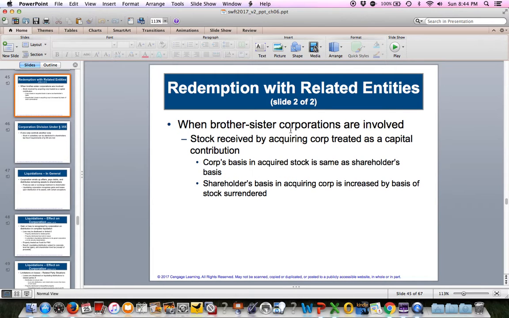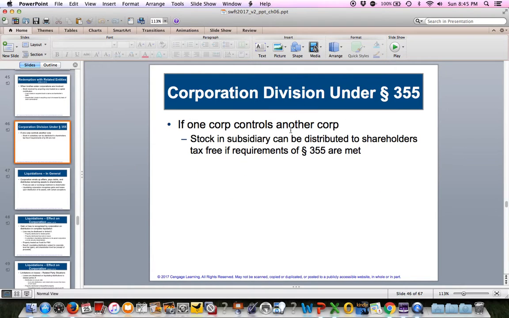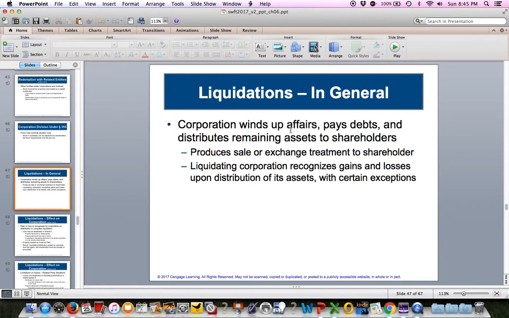When brother and sister corps are involved, the stock received by the acquiring corp is treated as a capital contribution. The corp's basis in acquired stock is the same as the shareholders' basis. Shareholders' basis in the acquiring corp is increased by the basis of stock surrendered. If one corp controls another corp, the stock in the subsidiary can be distributed to shareholders tax-free if requirements in Section 355 are met.